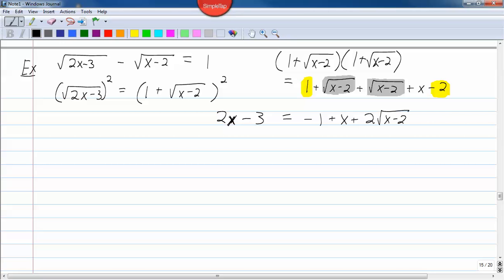So now it's kind of like we're starting all over. Get this radical by itself. So this term right here, get it by itself. So move the other terms over. So I'm going to say plus 1 and minus x. Plus 1 minus x.